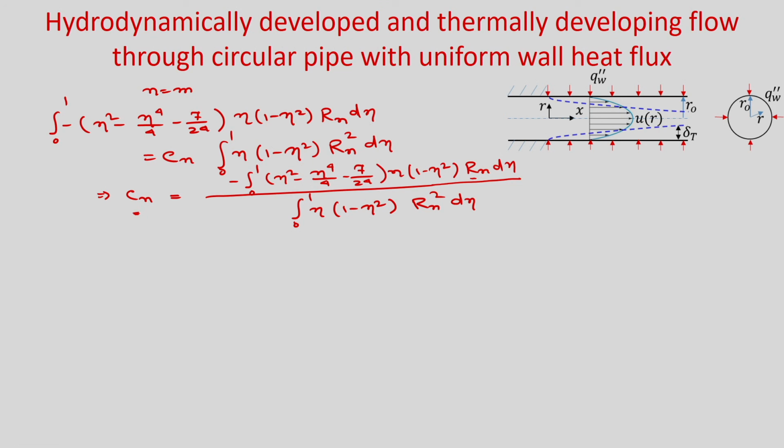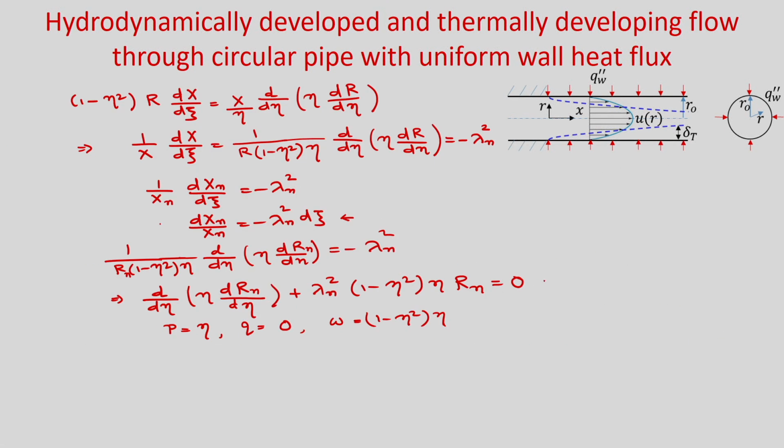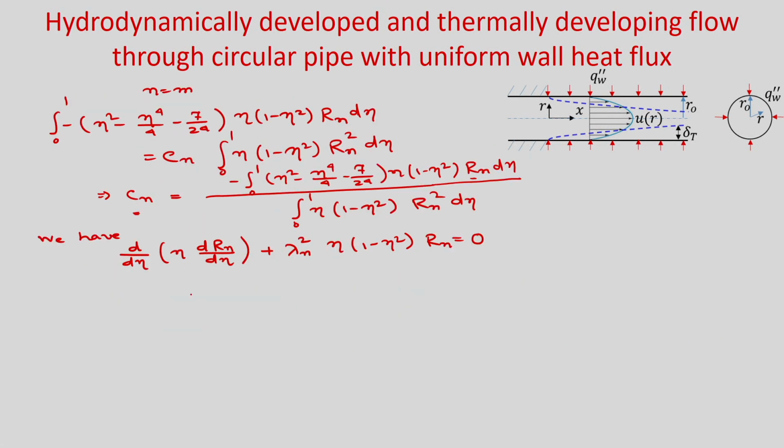So, first we will start from the governing equation. What is your governing equation? We have d by d eta of (eta dR_n by d eta) plus lambda_n squared eta (1 minus eta squared) R_n is equal to 0. So, this is the equation we have derived. Now, you integrate the above equation between 0 and 1.